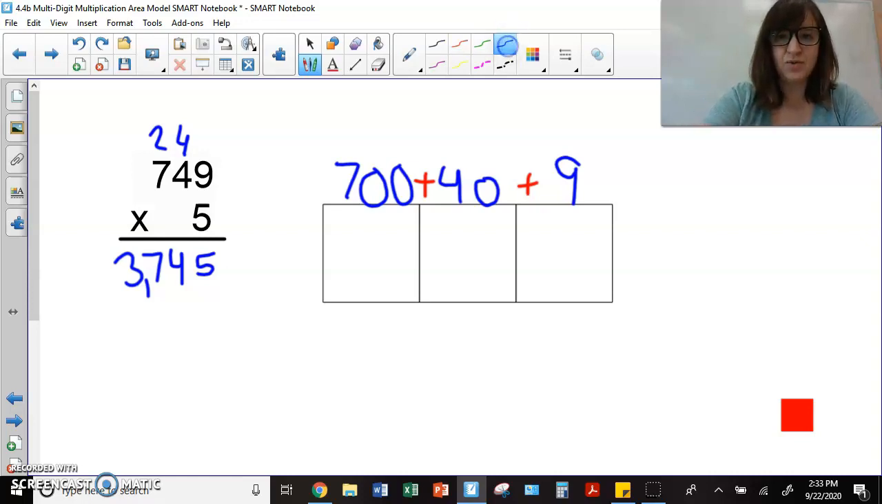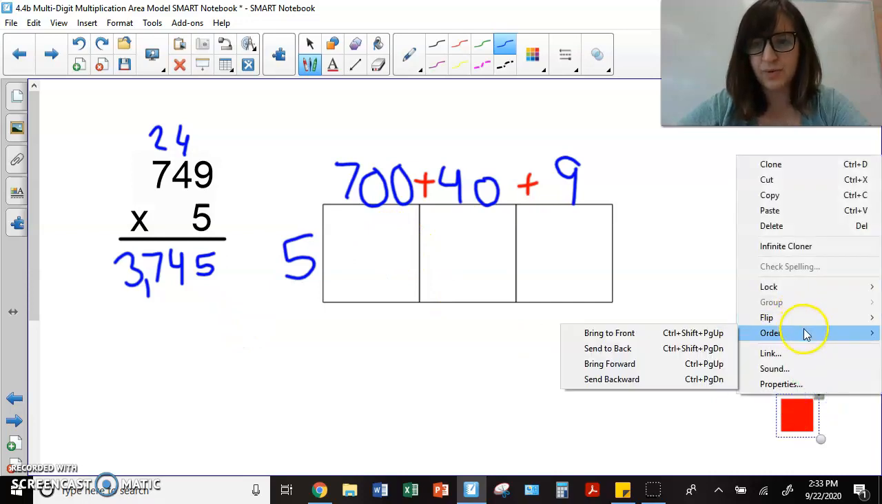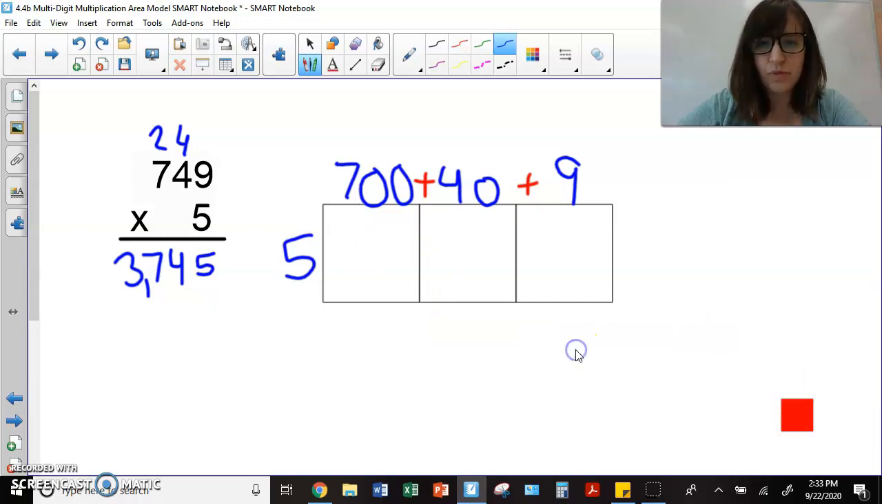My 5 is just a 1-digit number, so that is already in expanded form. So when I have a 3-digit number, I have 3 columns and then 1 row. So a 3-digit number times a 1-digit number. So with each box, I am going to multiply it by the number above it and the number to the left of it.